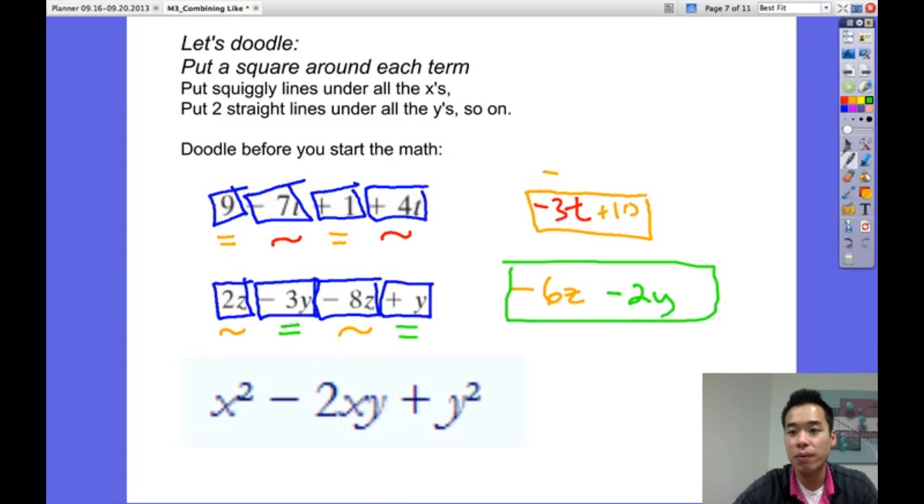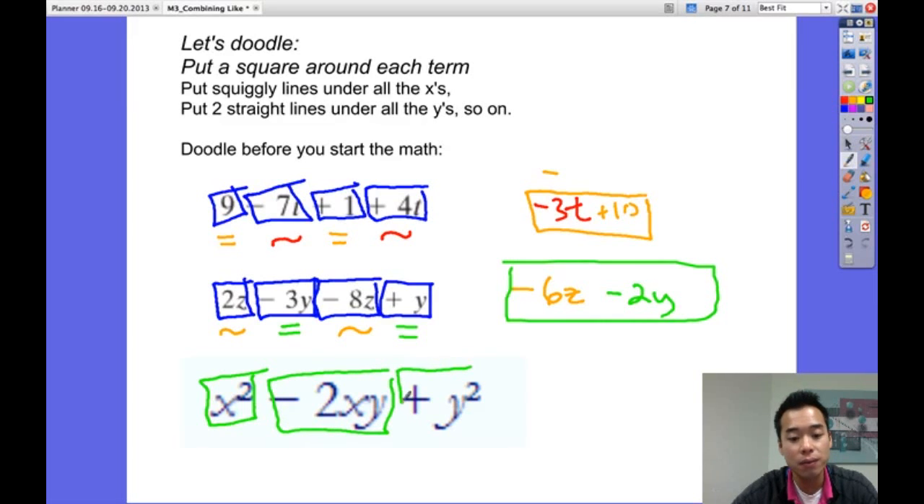Let's talk about this last one right here. I get x squared, so what I'm going to do is I'm going to box each term with the symbol to the left of it. So I know that's a positive x squared. I know this is a negative 2xy. I know this is a positive y squared. So there's 3 terms. Always box each term with the symbol to the left of it.